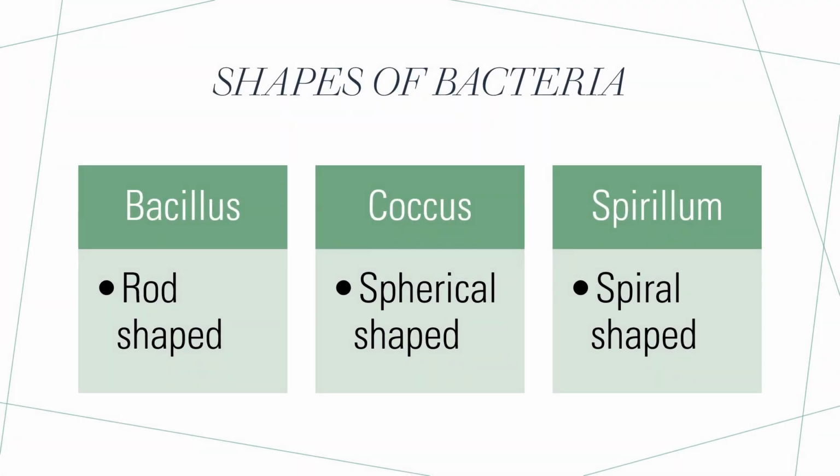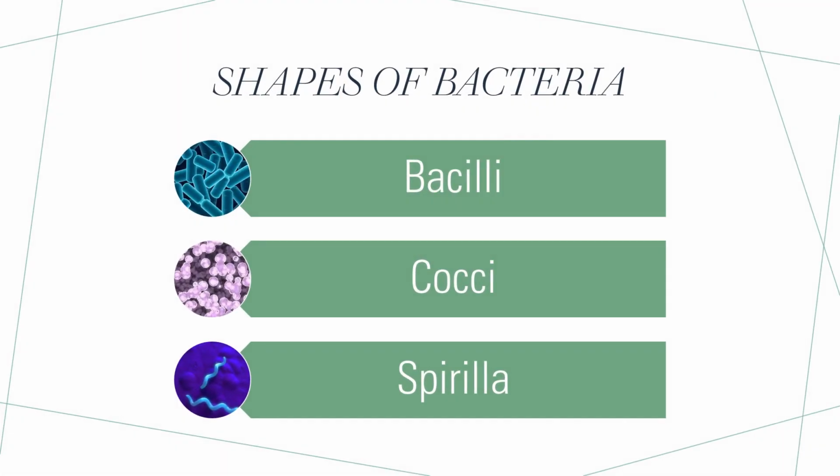Next, we'll talk about the shapes of bacteria, and in the next couple of slides, we get a little more in depth. But you have Bacillus, Coccus, and Spirillum. Bacillus is rod-shaped, Coccus is spherical shaped, kind of like a circle, and Spirillum is a spiral, kind of like a squiggly line. I provided some pictures on this slide so you can get an idea.